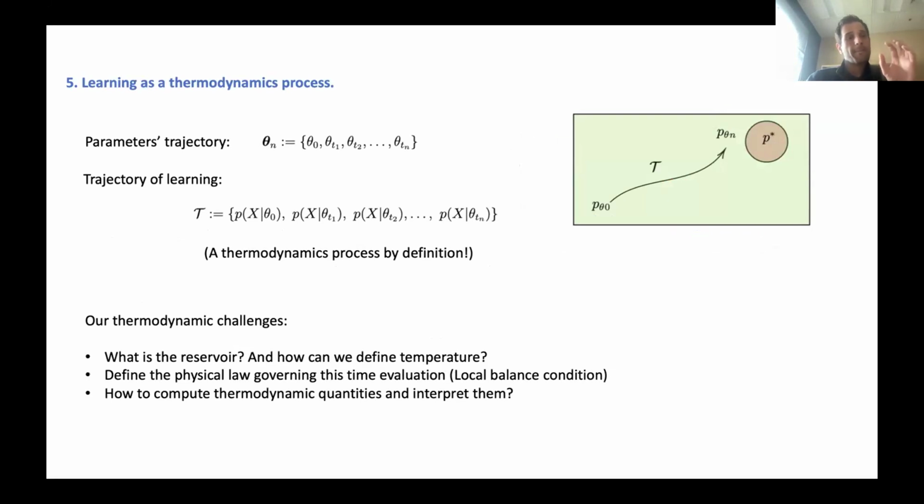So when you train your neural network, you are generating a series of parameters. This parameter trajectory is the time evolution of your parameters. But the main observation here is that this means that your model is also evolving in time. So each theta defines a model. That means that you have a time evolution of a distribution.